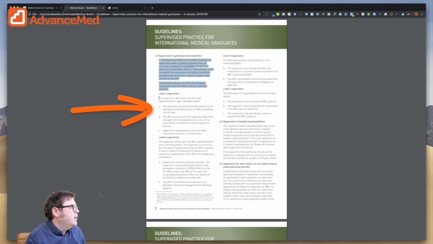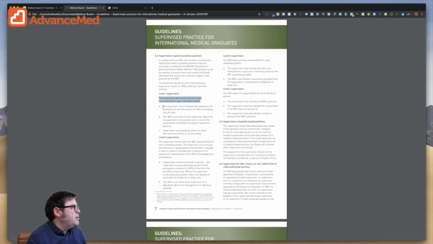So level 1 supervision, basically the supervisor has to be there the whole time. They must be physically present at the workplace at all times when the IMG is providing clinical care, and you have to consult the supervisor about management of all patients. So you could be in another room, but after you see every patient, you have to talk to your supervisor. So you can see how this would have been a bit difficult if a supervisor had more than one person on level 1 at a time.